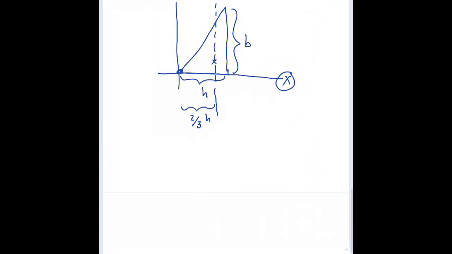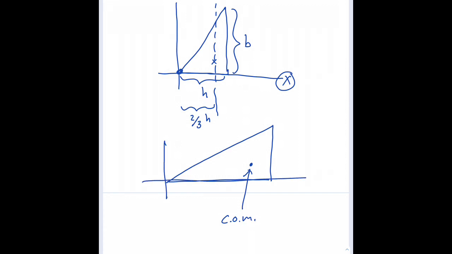So we figured it out. For any right triangle, the location of its center of mass, if we place it on the xy axis, is located at the coordinates 2/3 b, 1/3 h.